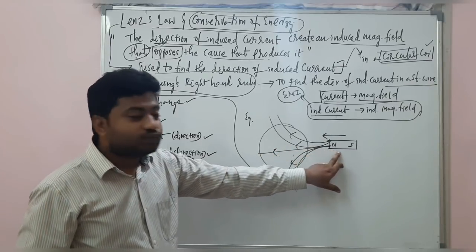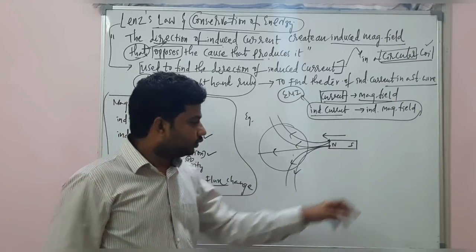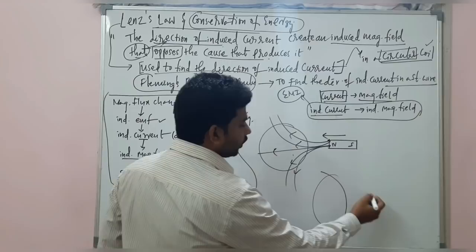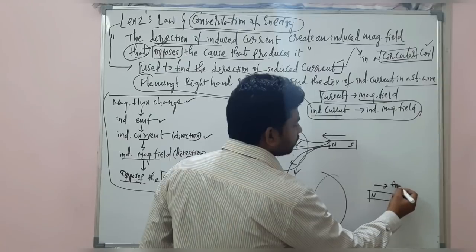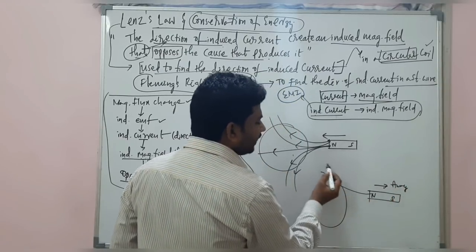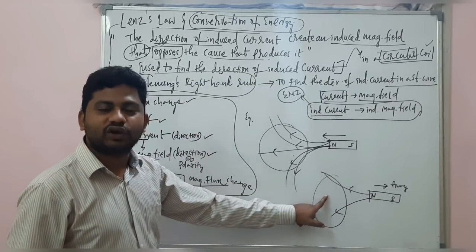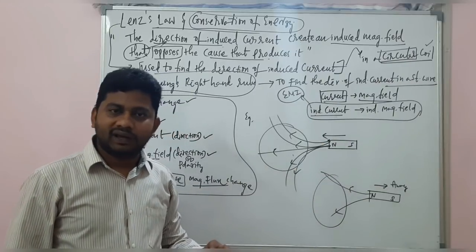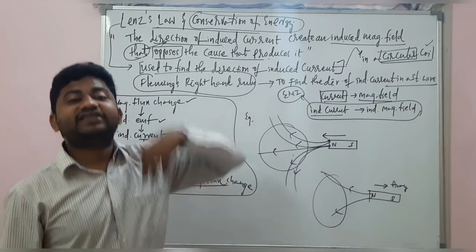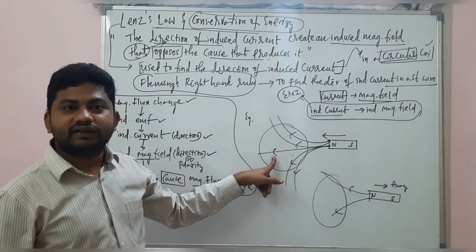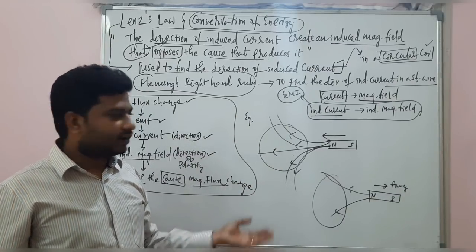When the magnet is moving away, what happens? Look at here. I'll draw here. This is the coil, magnet, its north pole and south pole. When the magnet is moving away, the number of field lines passing through the coil is very less because it is moving away. In this case, what happened? The induced magnetic field will try to increase the flux. Here, the induced magnetic field will try to decrease the flux. Okay, clear? Let's see.